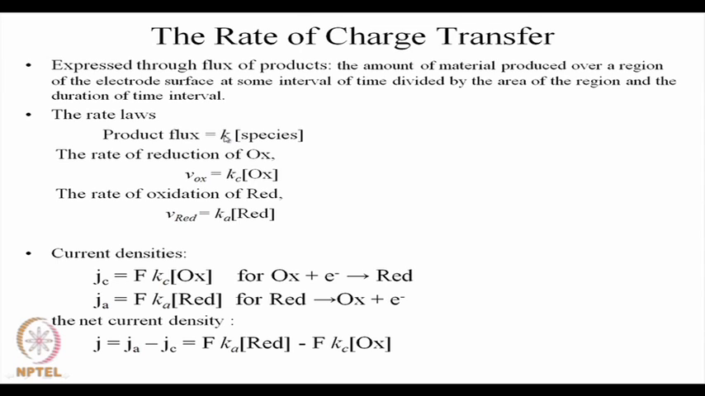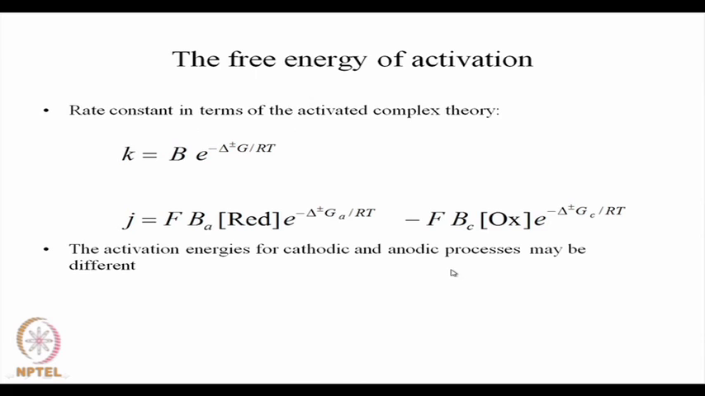Okay. Then we talked about the rate of charge transfer, and the flux is nothing but the rate at which the electron is transferred times the species concentration, and we talked both in terms of oxidant and reductant, I mean oxidized species and reduced species, and current densities are expressed in this way, and net current density has been expressed in this way. Then we talked about this current density in terms of free energy of activation, and we have used activated complex theory, and tried to introduce that here.